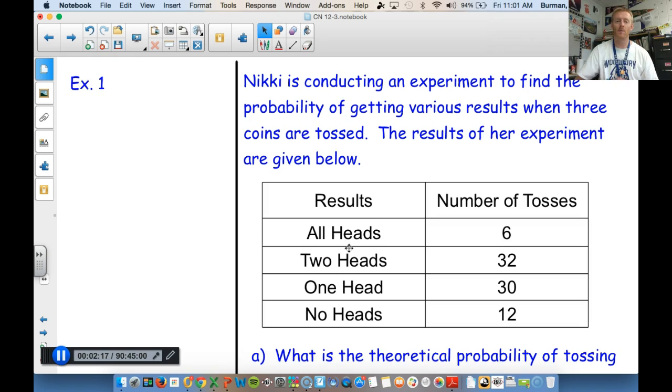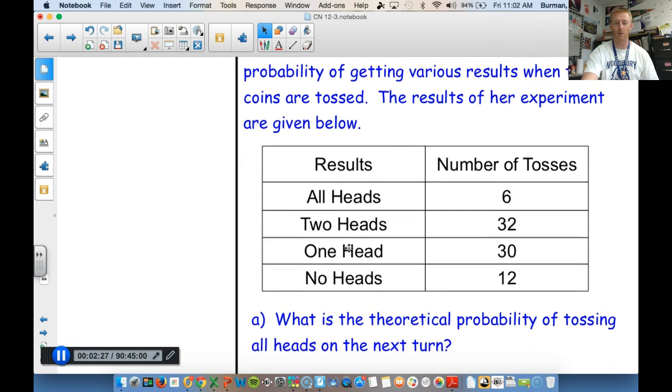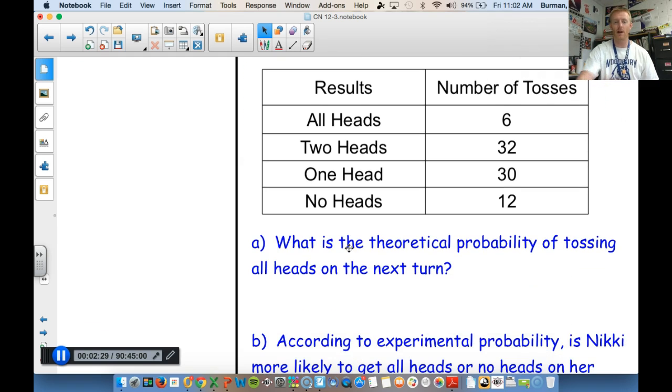So here's our example. Nikki is conducting an experiment to find the probability of getting various results when 3 coins are tossed. The results of her experiment are given below. So our job is to find what is the theoretical probability of tossing all heads on the next turn. So what we need to do is figure out how many tosses we had total, and then all heads was 6 out of the total number of tosses.